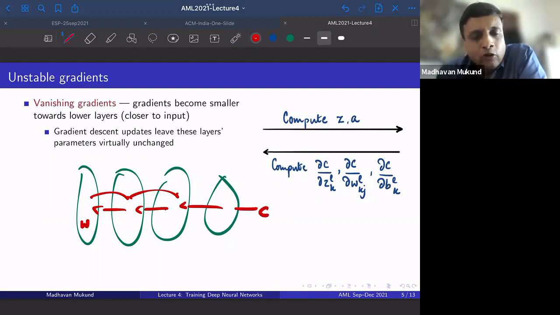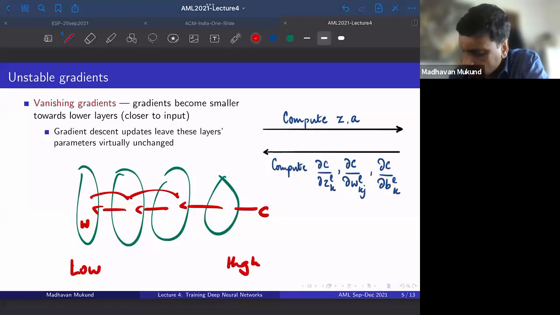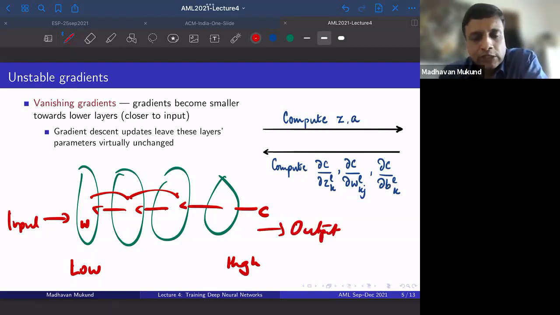So as you keep multiplying a lot of small values as you go towards the left, okay, so traditionally in a deep neural network, this is the low end and this is the high end, right? So this is the input end and this is the output end. So the higher layers typically refer to the layers which are closer to the output, and the lower layers refer to the layers which are closer to the input. So as you go to the left, your gradient, because of this multiplication that you use in order to get these quantities, becomes smaller and smaller.